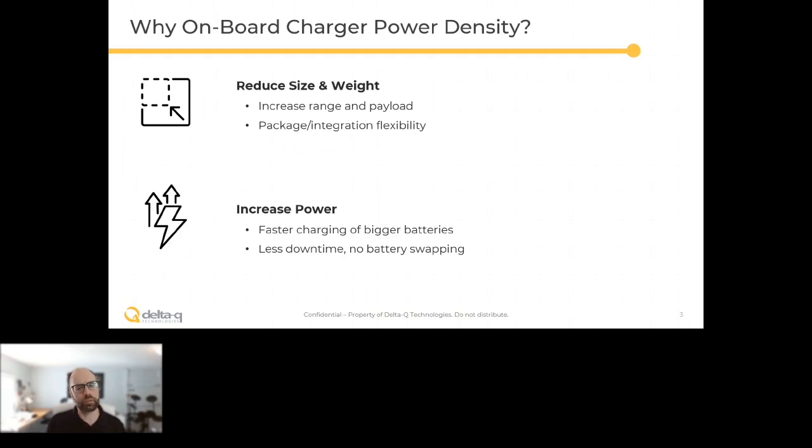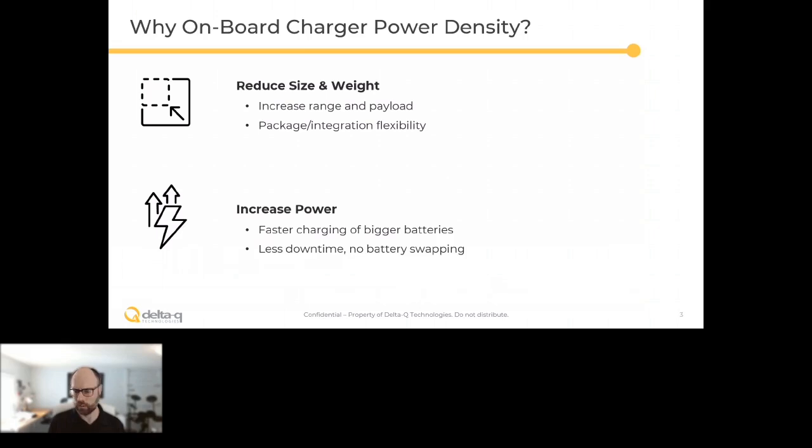The motivation for increasing power is also pretty straightforward. Faster charging, bigger batteries. Faster charging can mean less downtime. There's less time that the vehicle can't be used. In some applications, slow charging in the past has led to battery swapping. So you've got multiple battery packs per vehicle or machine, and that isn't necessary if you can charge fast enough.